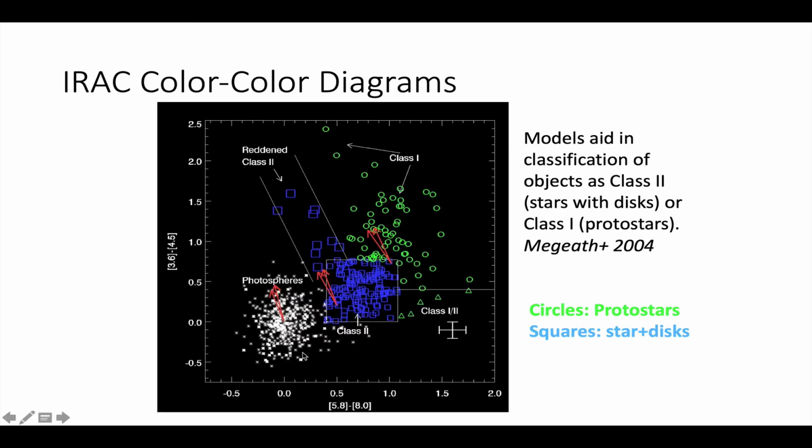All right, here's another version of that same plot, 3.6 minus 4.5 versus 5.8 minus 8. The photospheres are here. The reddening vectors are shown to remind you that things are going to be up, and this time slightly to the left. There's 2 different reddening models. That's why there's 2 different reddening vectors. The class 2s are here. These are the reddened class 2s, and the class 1s are out here, and the reddened class 1s are up there. And then you've got things that are in transition between class 1 and 2 here. So they have a large excess at 5.8 minus 8, but not very much of one in 3.6 minus 4.5. So there are things that have inner disk holes.